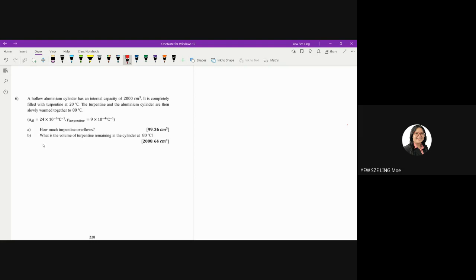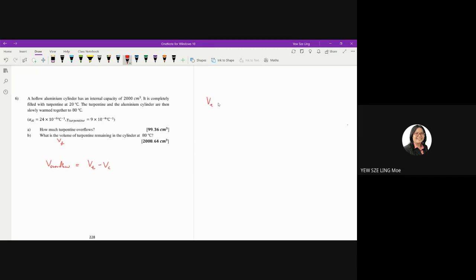So let's see how to solve this question. Since we want to calculate the final volume, let us use V overflow equals VT minus VC, where VC is the volume of the aluminum cylinder. So I'm going to use the final volume to calculate the overflow right now, because the question is asking for the final volume. To make it easier, I don't want to do the same calculation twice. Instead of calculating the change in volume, I will straight away calculate the final volume.